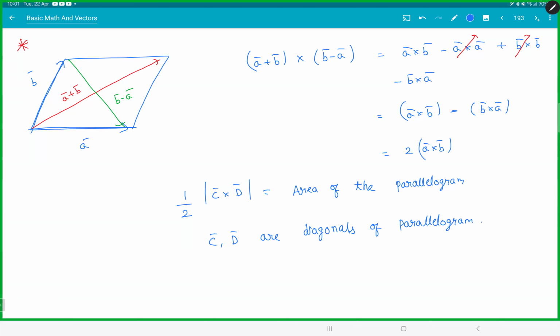So questions will be framed like this. They will say there are two vectors, A bar and B bar. These are the diagonals of a parallelogram. Then what is the area of the parallelogram? If you use A cross B, you will get a wrong answer.